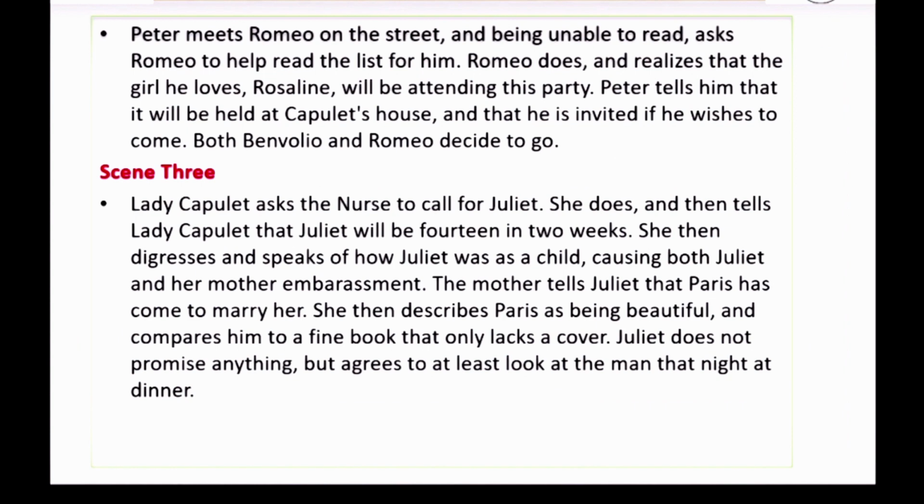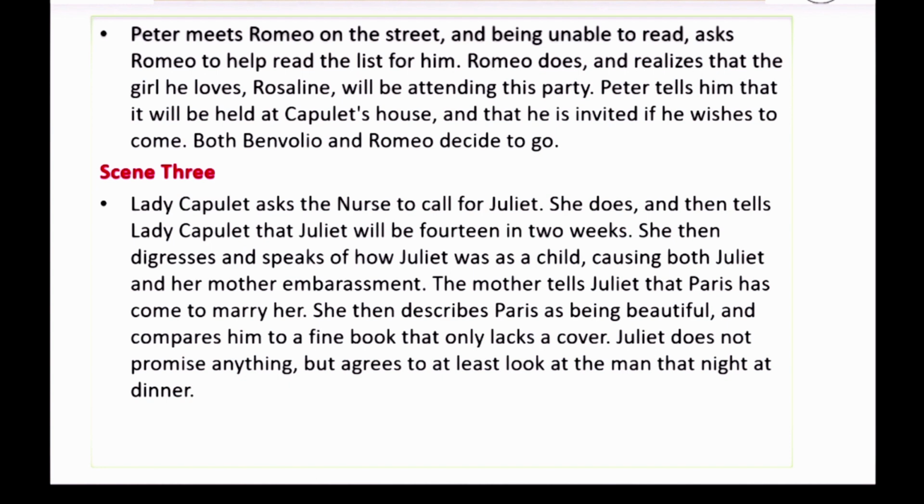Then Peter meets Romeo on the street and, being unable to read, asks Romeo to help read the list for him. Romeo does and realizes that the girl he loves, Rosaline, will be attending this party. So Peter tells him that it will be held at Capulet's house and that he is invited if he wishes to come. Both Benvolio and Romeo decide to go.